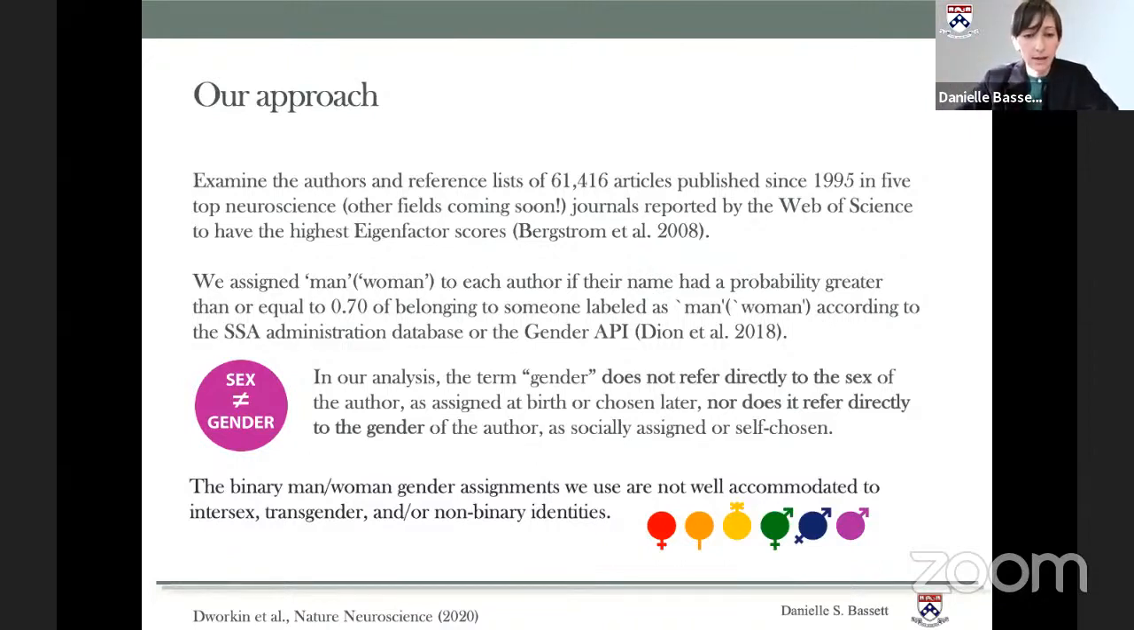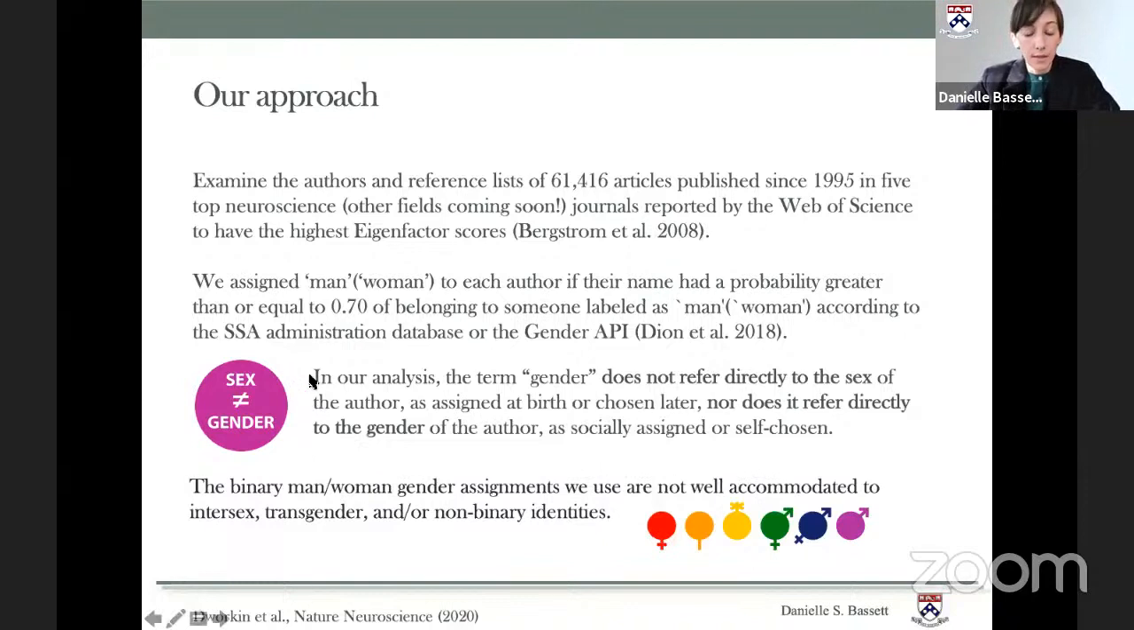Then what we did is that we assigned the term man or the term woman to each author if their name had a probability greater than or equal to 0.7 of belonging to somebody labeled as a man or a woman, according to the Social Security Administration database or the Gender API, which canvasses 177 countries around the world, so including non-Anglican names, or non-English names, I guess I should say.